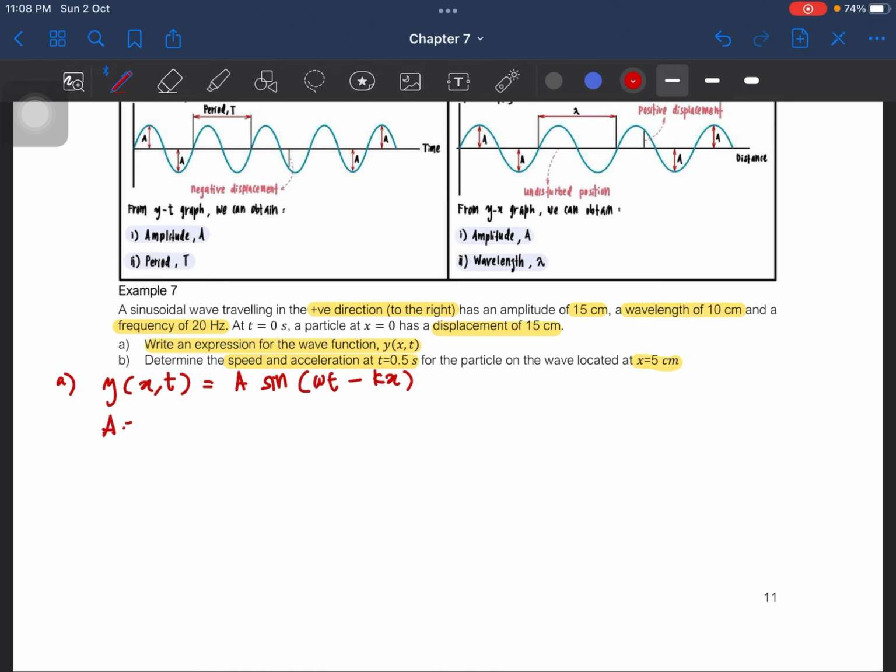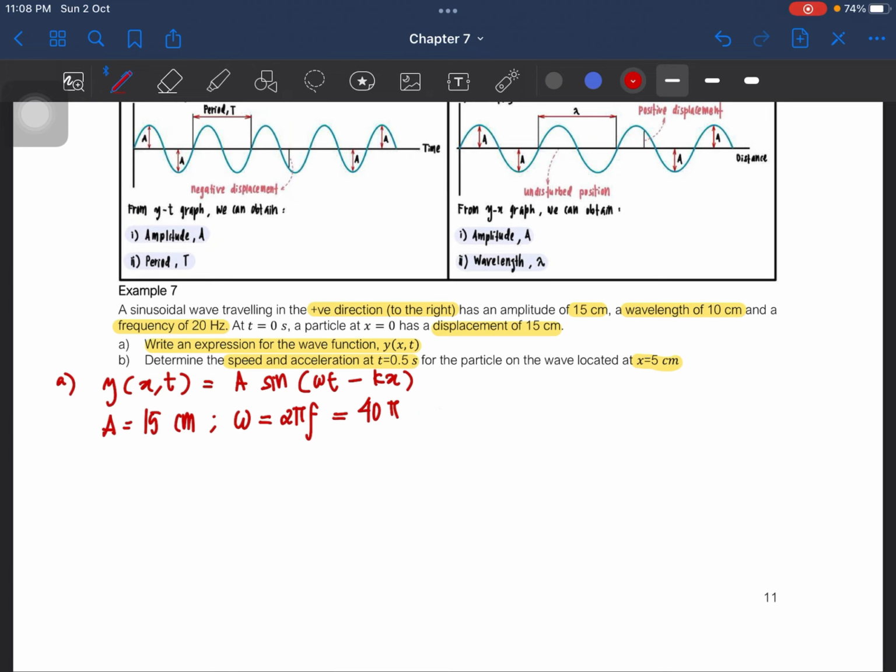So the amplitude is given, which is 15 cm. We want to use centimeters. Okay, 15 cm. Omega is equal to 2 pi f. Why 2 pi f? Because they give us the frequency here. So use the formula that has frequency. You will get 40 pi radian per second.